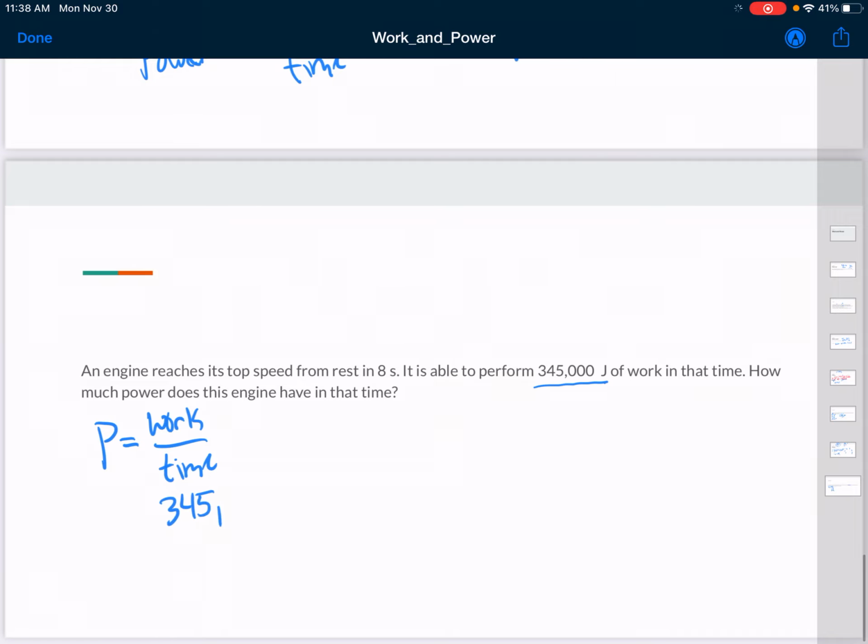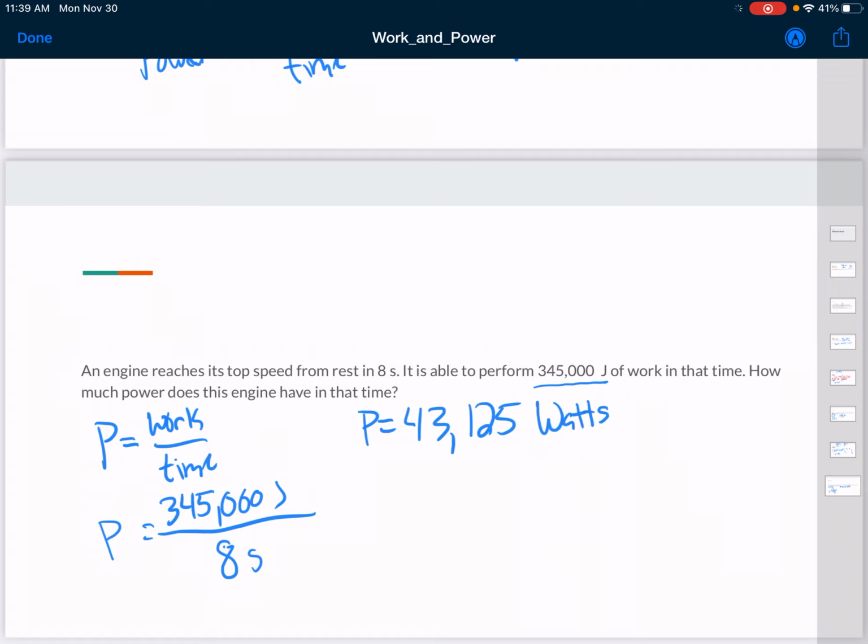345,000 joules of work going in the work spot. It took us 8 seconds to do this. Type that in your calculator, and that'll be your answer. So the answer I got was 43,125. And the unit for this is going to be watts. Okay? Watts.